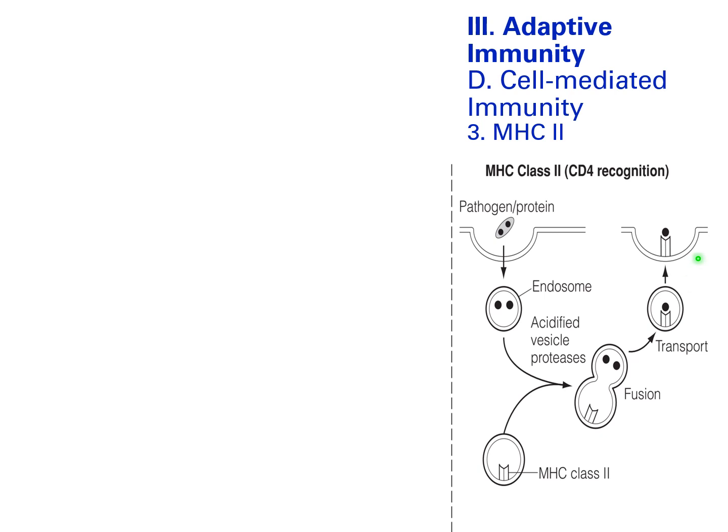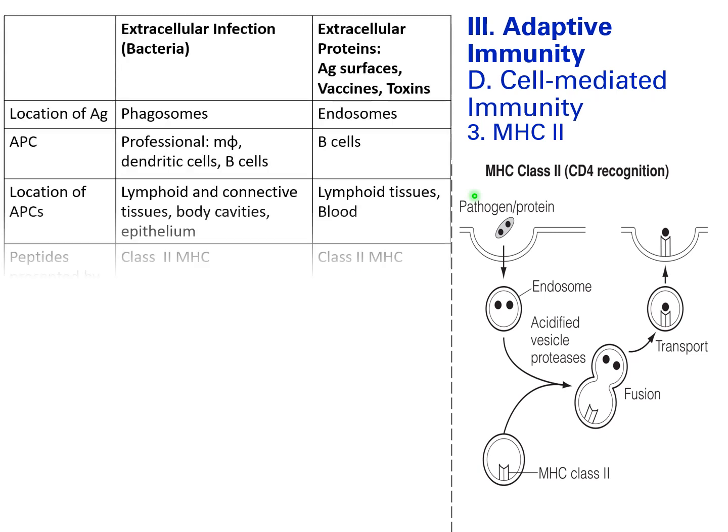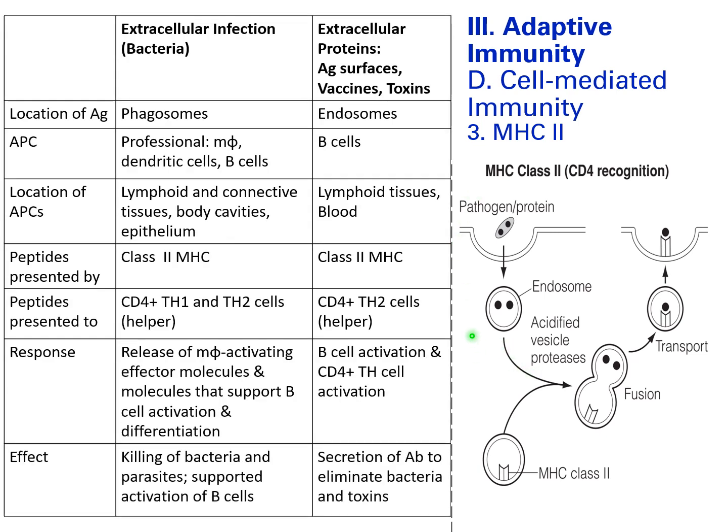by CD4 T cells. Now, CD4 T cells also assist in destruction of parasites in vesicular compartments like mycobacteria by activating cells that harbor these pathogens to kill them. So, after the presentation of the antigen to the T cell, the response is release of macrophage activating effector molecules and molecules that support B cell activation and differentiation. So what's the effect of this? The effect is killing the bacteria and parasites. And this can also support the activation of B cells.